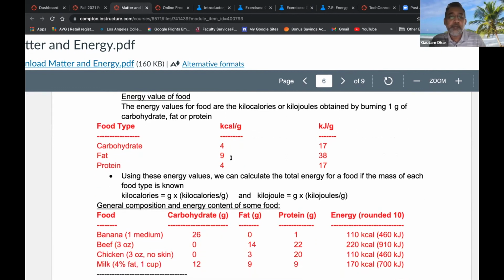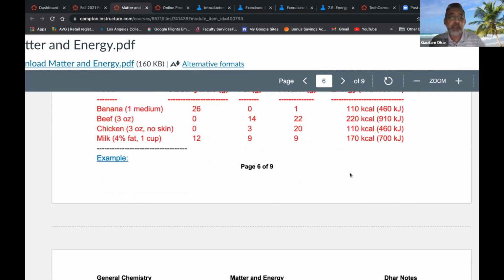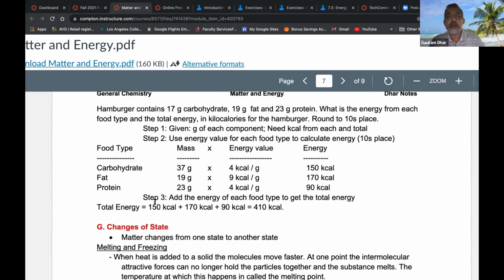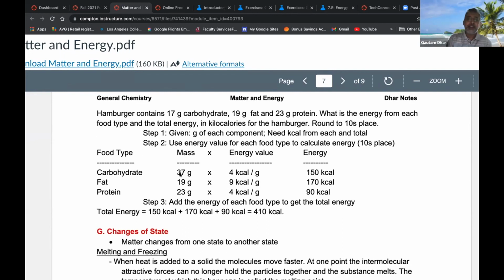Now if you have a food where we know how much carbohydrate, fat, and protein are there, you can easily calculate the total calories. And this is part of this course, calculation of calories. So here are some examples. It's simple, you simply multiply. Like a hamburger contains 17 grams of carbohydrate, 19 grams of fat, and 23 grams of protein. What is the energy from each food type? Simply multiply them, add them up, 400 kilocalories.